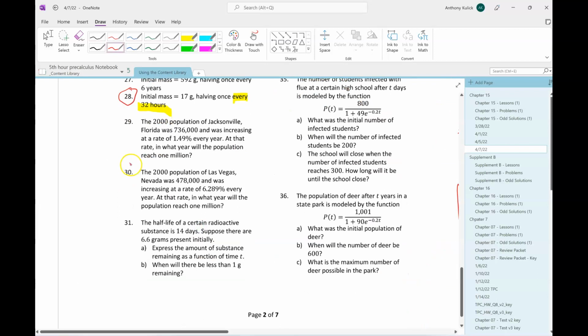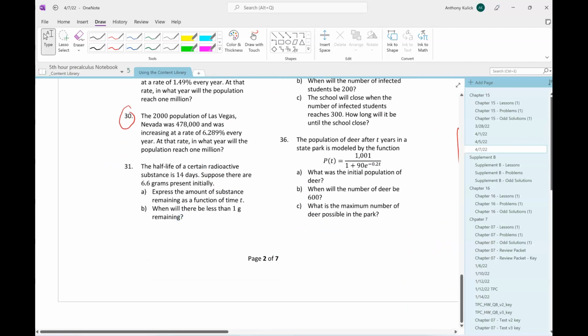All right. So it says the 2000 population of Las Vegas, Nevada was 478,000, increasing by a rate of 6.289% every year. At that rate, in what year will the population reach 1 million? Okay. So again, we'll start with our population model. So we're going to have to write our equation.